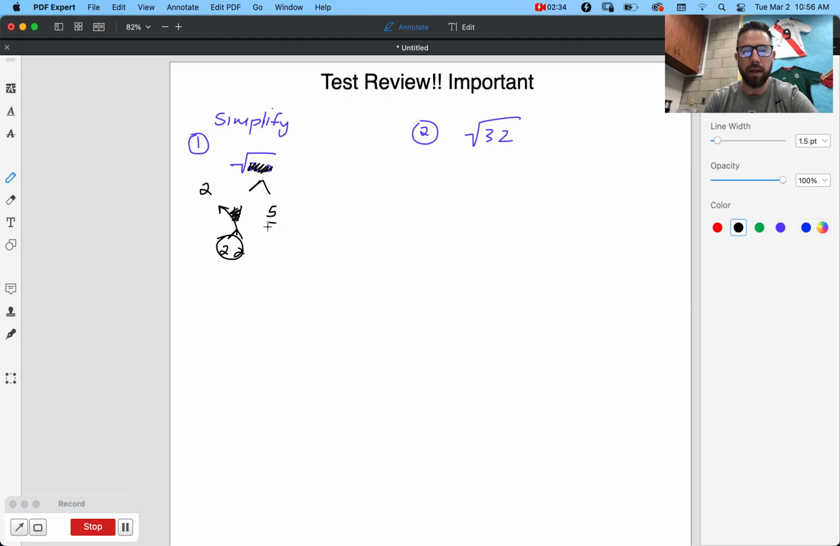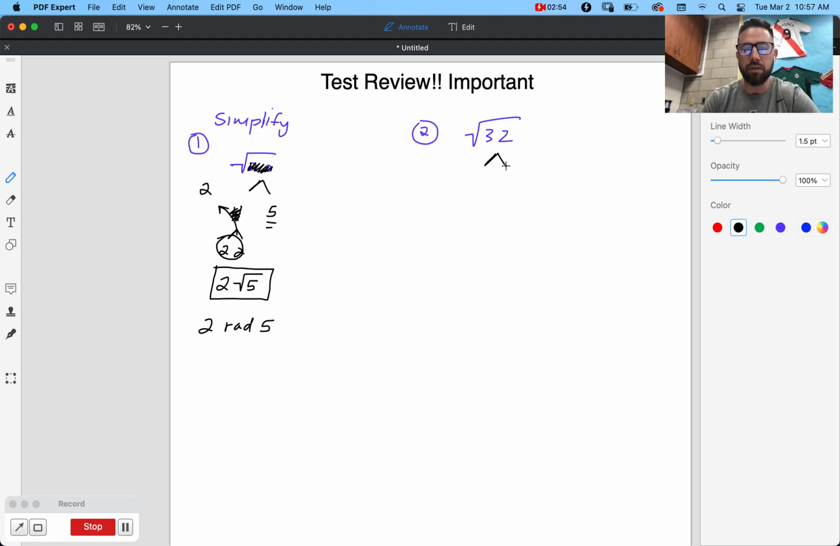Okay, and these are my leftovers. They're going to stay inside the square root. So I have a 2 on the outside, I've got a 5 on the inside, and that's my answer. Now on the test, it's going to look like this: 2 rad 5, right? 2 radical 5. So that's how I'm going to write it on the test: 2 rad 5.